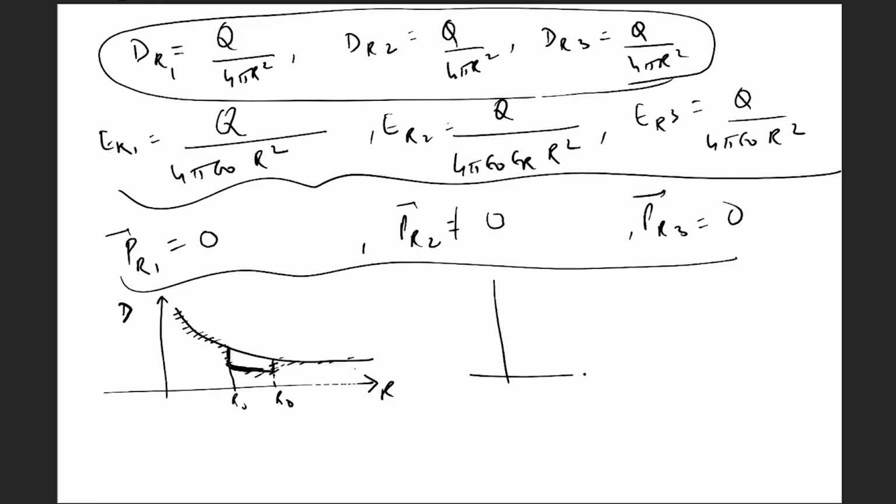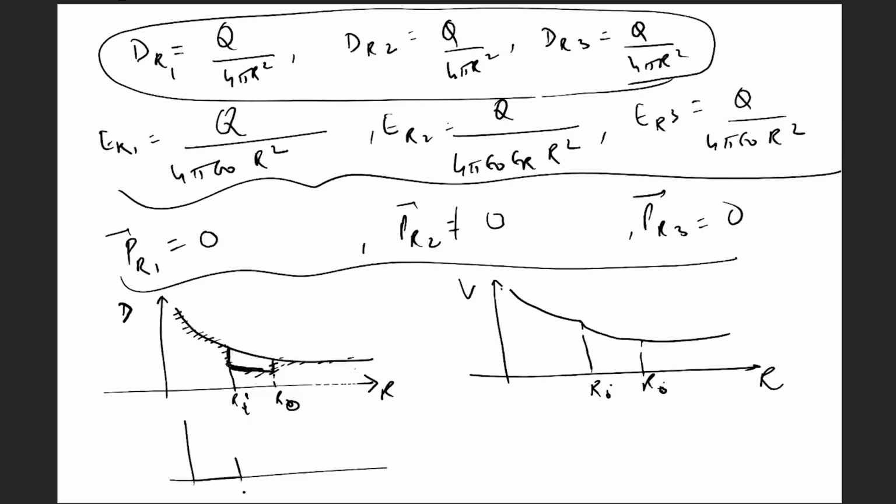And what about potential? We can easily calculate that potential will be a continuous function, but its value will gradually change a little bit like this. This is ri, and this is r naught. Again I am doing the same mistake, this is ri, this is r naught. Okay, so this will be continuous, and again the polarization vector, you see it is 0 up to ri, decays from a value to r naught, again it is 0. So this is the polarization vector. So in this way we have plotted all these three values.